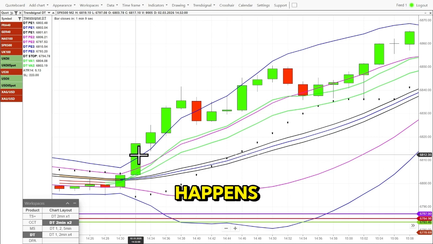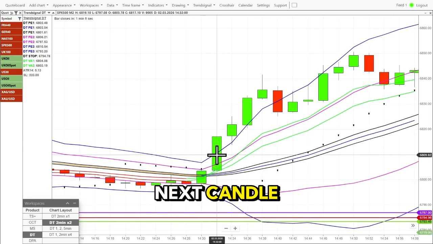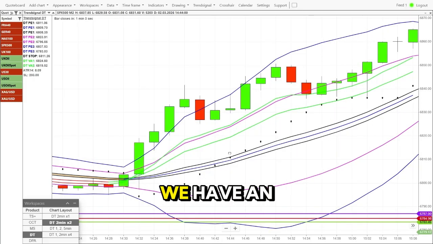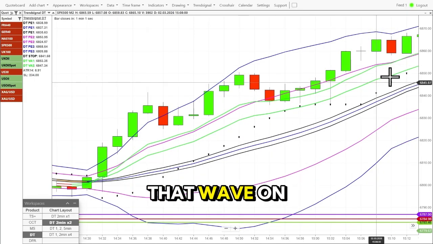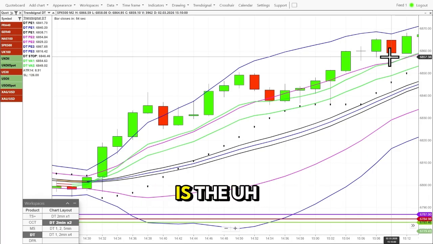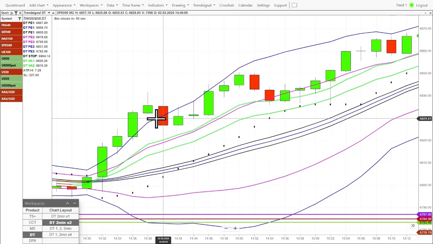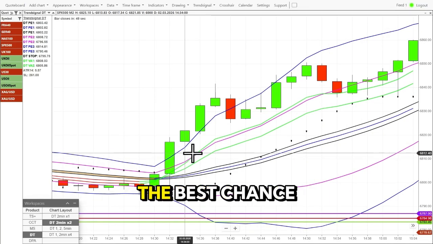So what happens? We get the open of the market at 2:30. We get an opening on the next candle. We go in for a long trade, and we have an opportunity to ride that wave on the open. That boulder's been thrown in the pond. Just avoid the boulder hitting you in the head, and you can surf the waves. It's a terrible analogy I like to use. The opportunity generated the best chance of about 550 pips.